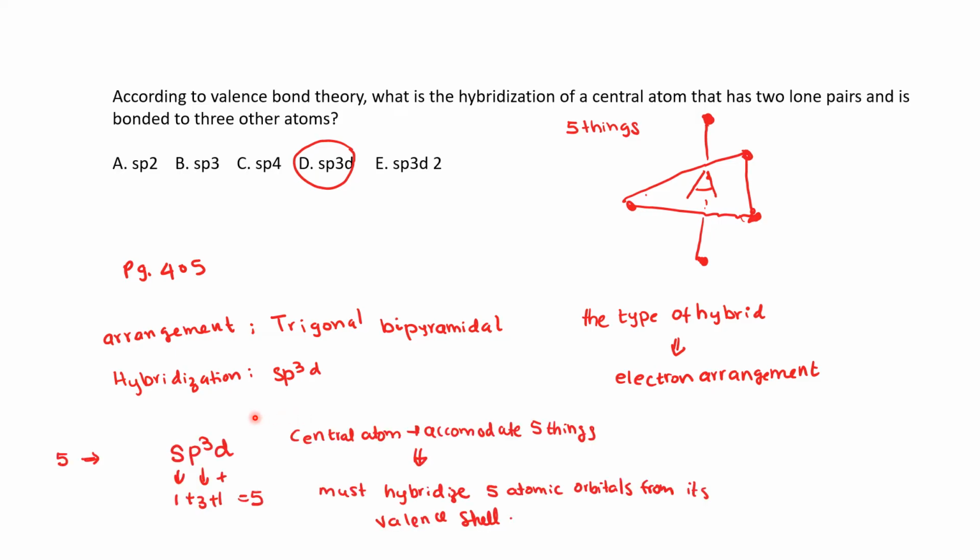Normally, when the central atom has to accommodate 5 things, it must hybridize 5 atomic orbitals from its valence shell. So you have 5 things around, you need 5 orbitals. Let's count the number of orbitals in this hybridization. sp3d: S has 1 orbital, P has 3 orbitals, and D has 1. That makes a total of 5 orbitals. That's how you figure out what the hybridization is. 5 things around, 5 hybridized orbitals, sp3d.